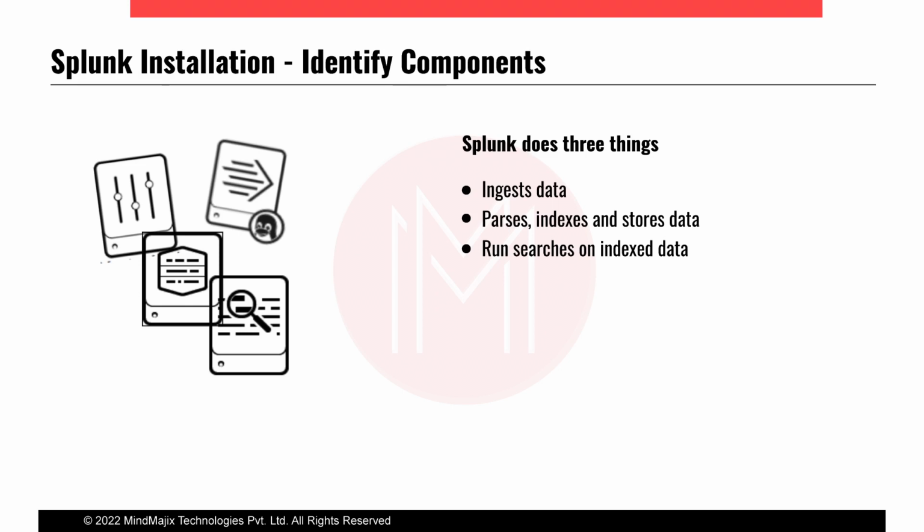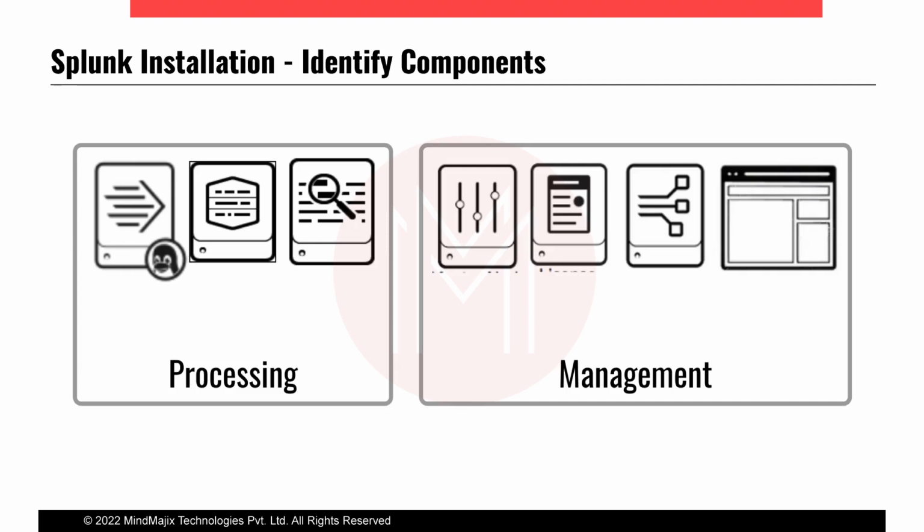So based upon doing these three things, the components are also categorized accordingly. We see that from the data ingestion flow as well as the type of function the Splunk components do, they are categorized into two areas. One is the processing components. The processing components handle and process the data, and they are the forwarders, the indexers, and the search heads, where the data actually flows and gets processed, transformed, and searched.